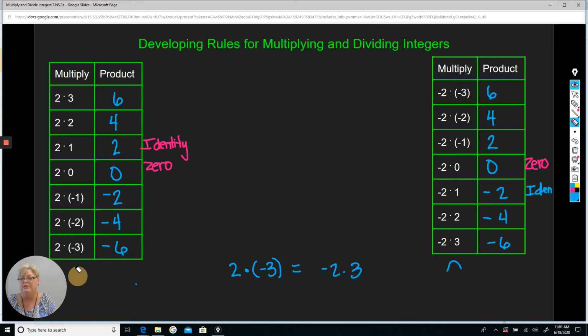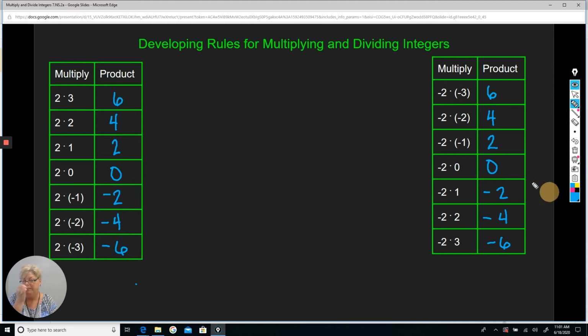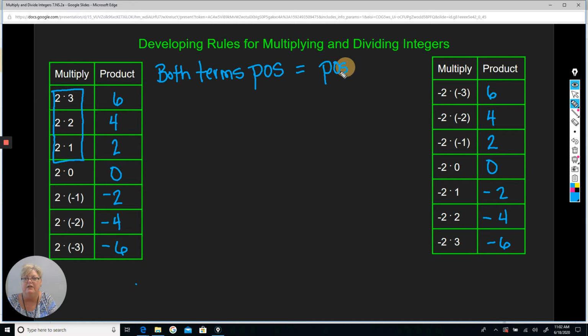So let's look at these tables and see if we can figure out a rule. I'm going to erase the commutative property down here, and I'm going to erase your properties right here so that we'll have a little bit of room to write and talk about it. So let's see what we notice. Here, both of these terms are positive, and I got a positive answer. On every one of these, both terms are positive, and I got a positive answer. So when both terms are positive, it gives you a positive solution.